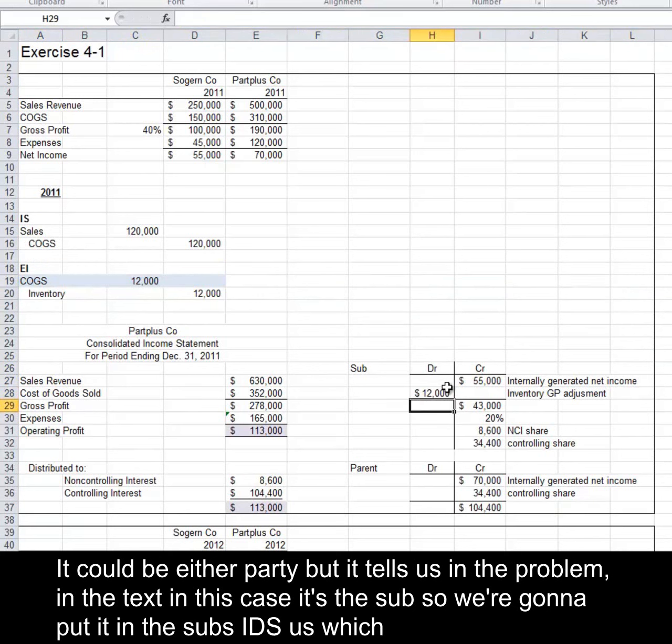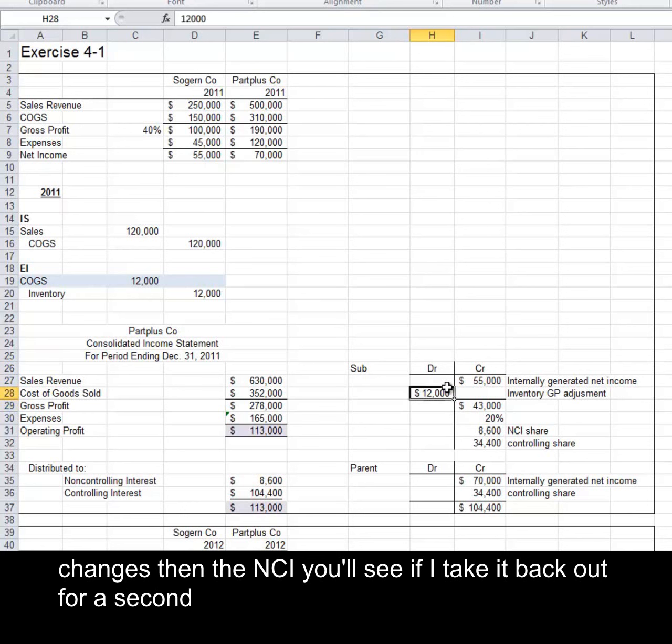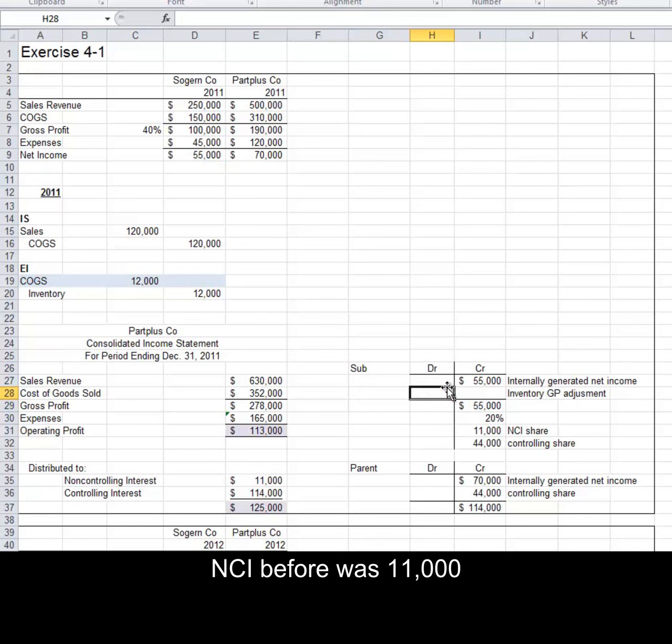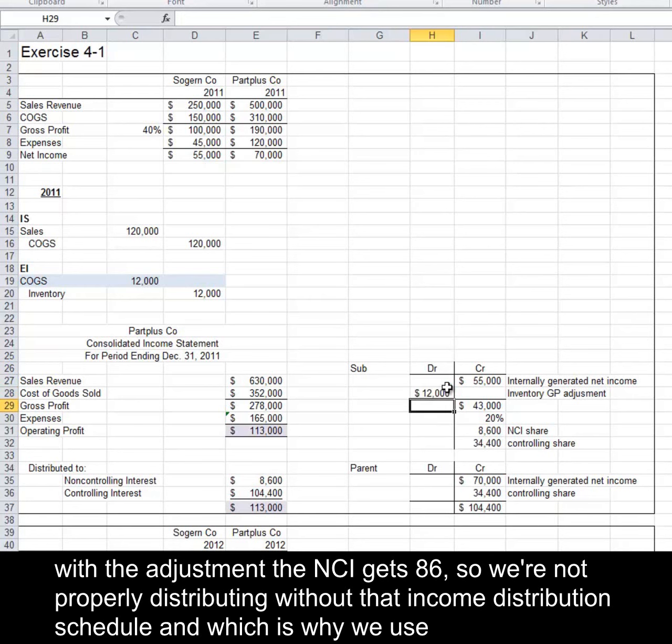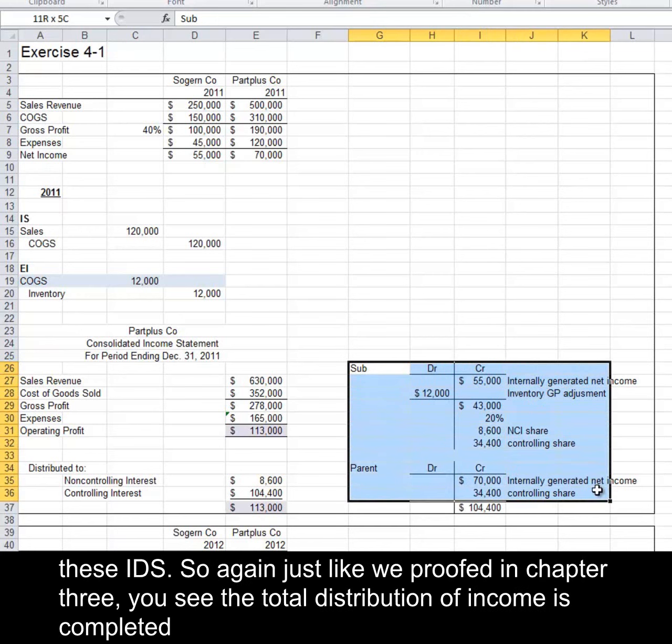So we're going to put it in the subs IDS, which changes then the NCI. You'll see if I take it back out for a second, NCI before was 11,000. With the adjustment, the NCI gets 86. So we're not properly distributing without that income distribution schedule, which is why we use these IDSs.